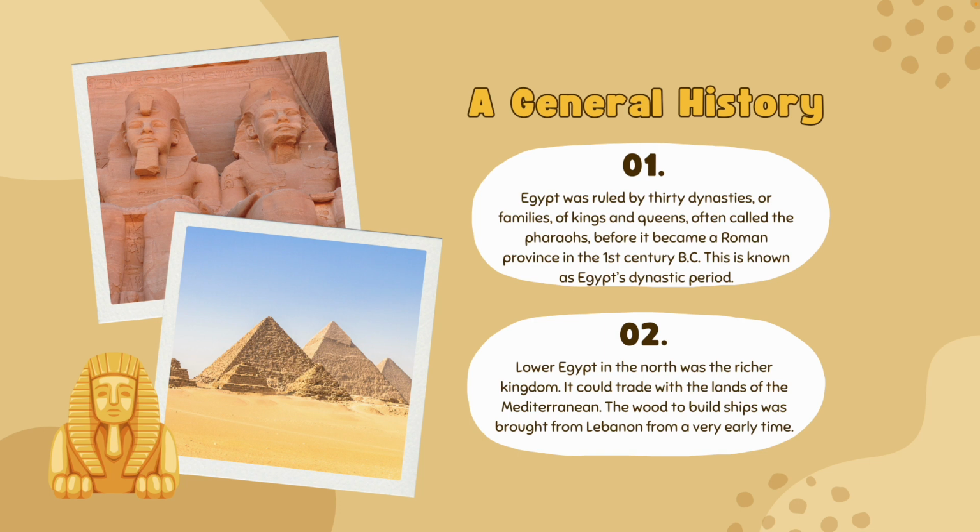The second point we see is that Lower Egypt in the north was the richer kingdom, and it could trade with lands in the Mediterranean. Anybody have an idea of what lands were in the Mediterranean? Also the Arab world, Persia, Mesopotamia. Exactly. So it was not a surprise that the ancient Egyptians were very good at building ships, because they used the Nile as a transportation route to buy products, sell products, and that sort of thing.